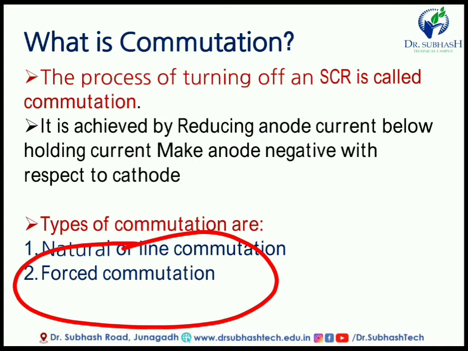But in natural commutation or line commutation there is an AC input signal, so it automatically becomes positive, then 0, then negative, then positive again. It periodically changes the signal from positive to negative. So there is no requirement of any extra circuit.